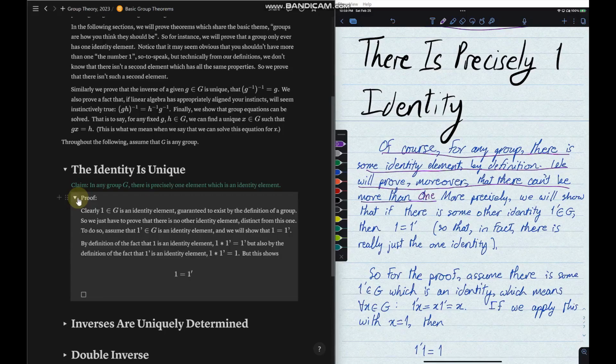of any given group. More precisely, we will show that if there is some other identity, let's write it as the numeral 1 prime in G, then the first identity, the main one that we know to exist by definition of G being a group, must be equal to that one. So 1 equals 1 prime. What this really says is that, in fact, there really was just one identity all along, right? That if you find any identity, it's always equal to that one.